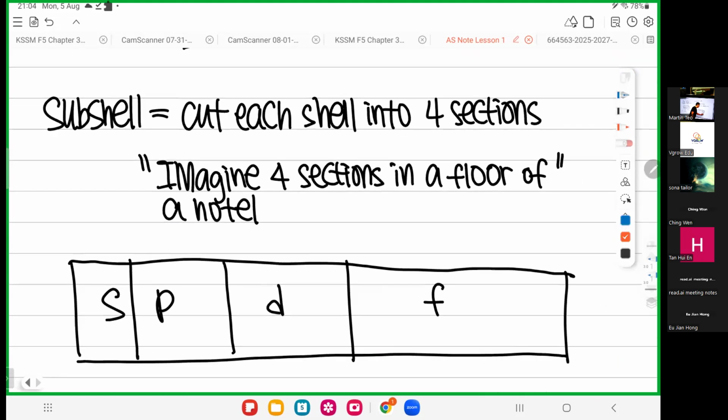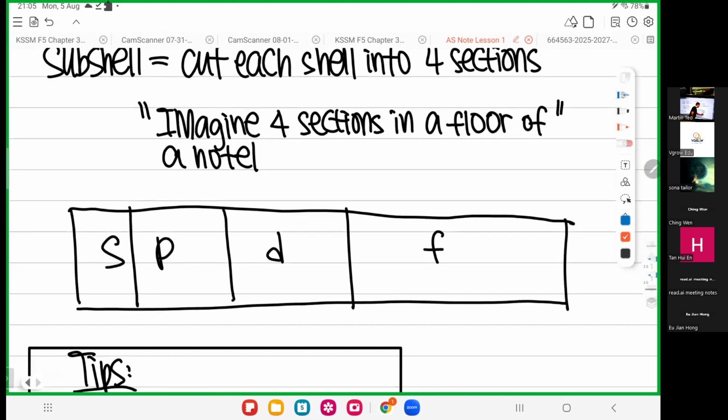All right. So I want you to know, after we set up each floor of the hotel, now we want to cut the floor into a few sections. These sections are called subshells. Just now the floor, what is the name of the floor? Shell, or we call it the principal quantum shell. Okay? So now let's go for it.